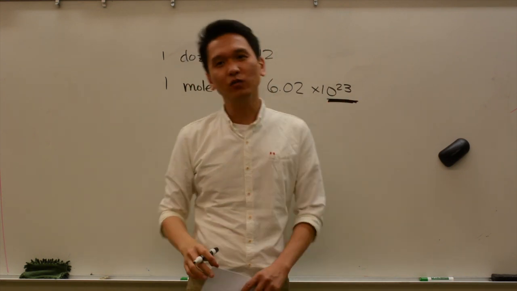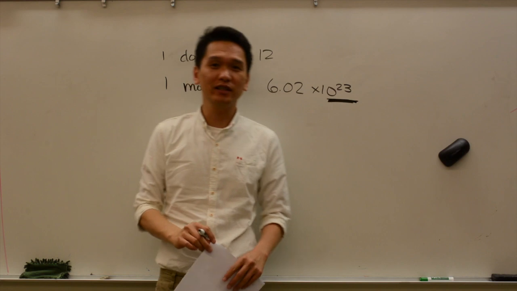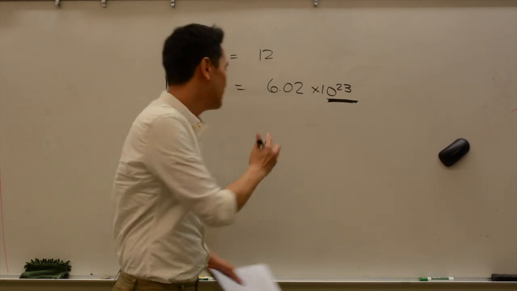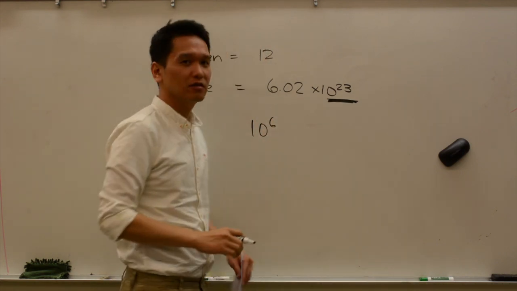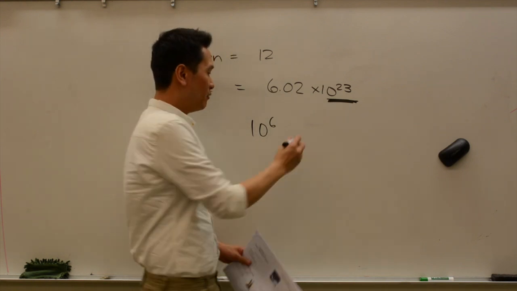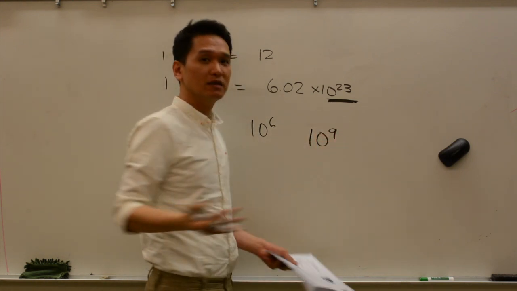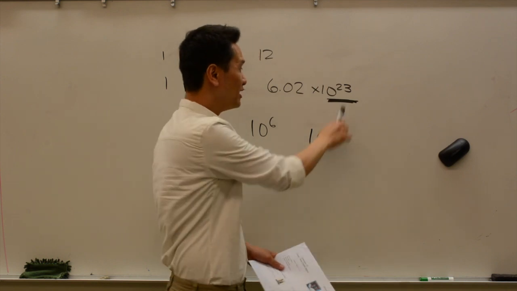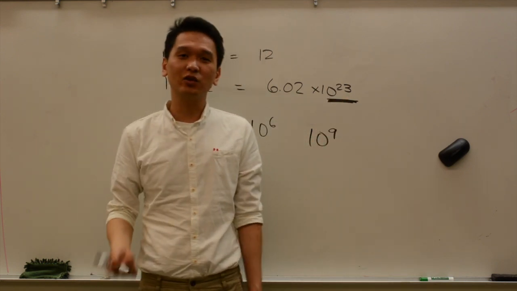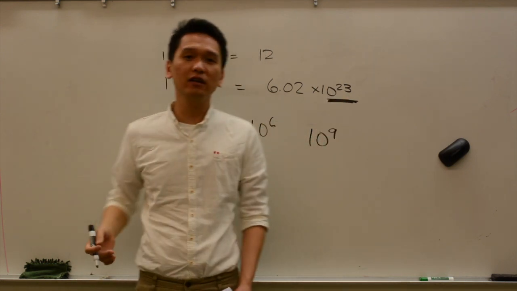And to get a good sense of what times 10 to the 23rd is, think about what 10 to the 6 means. That's a million, right? What does 10 to the 9 mean? That's a billion. So this is much, much, much greater than that. So the mole is a very, very large number. And this number has a special name. It's called Avogadro's number.